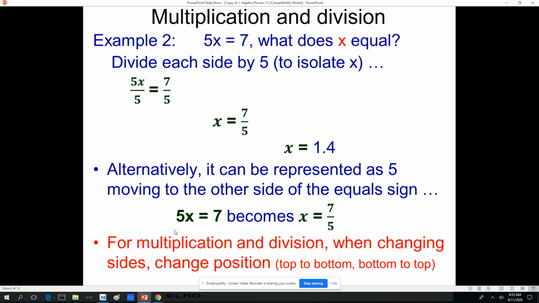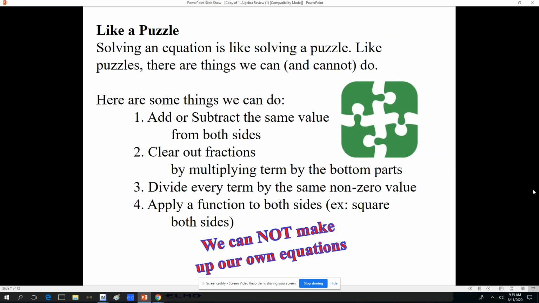Now, when you see a number all by itself like this, that means it's on the top, just like this number over here. We usually don't put the 1 that's on the bottom. Anything divided by 1 basically is itself.